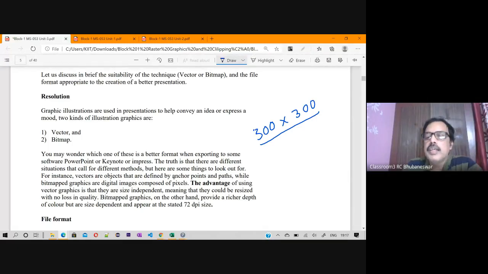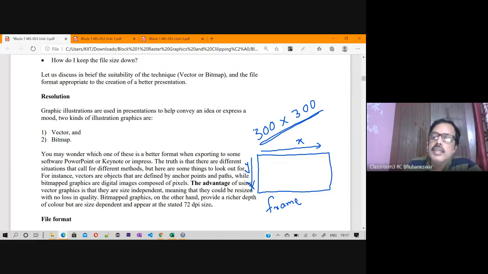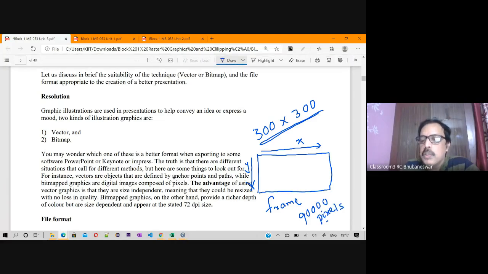If it is 300 into 300, what is the meaning? In one screen, that is called a frame. In one frame, there are 300 pixels in the x-axis and 300 pixels in the y-axis. So how many pixels are there? 90,000 pixels. If you have more pixels, then the clarity of the image will be good.